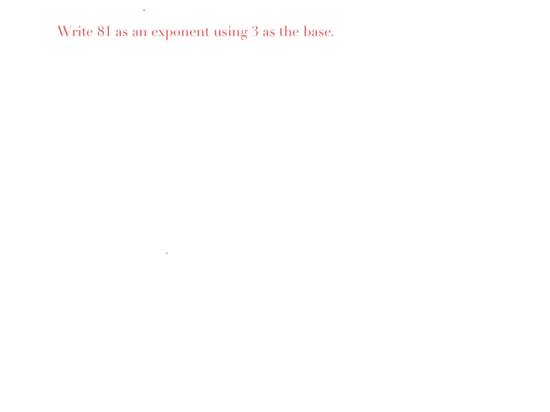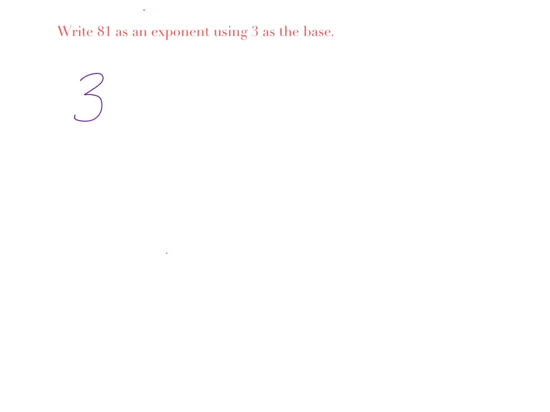Okay, now this problem's a little bit different, so I'm going to read it to you and explain what it's asking, because you're going to see problems like this. What it says is write 81 as an exponent using 3 as the base. So we want to use 3 as our base. That's our number that we're going to multiply many times. So if I have 3 here, I want to know what should my exponent be.